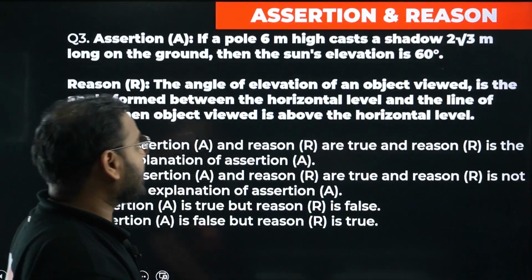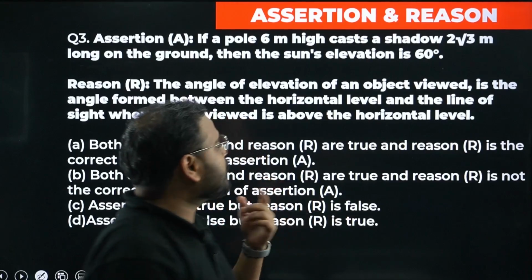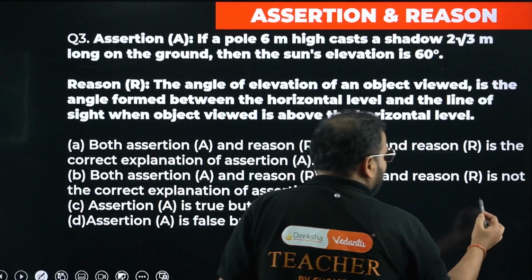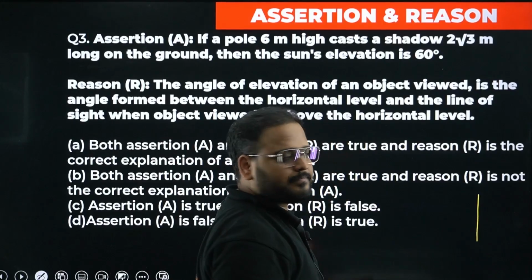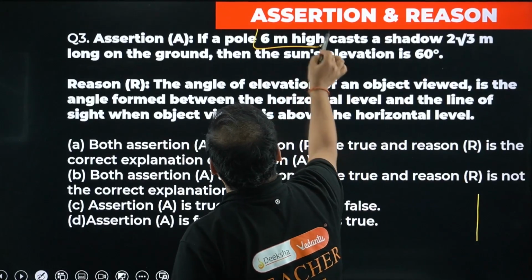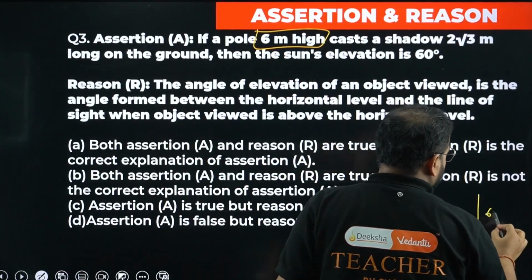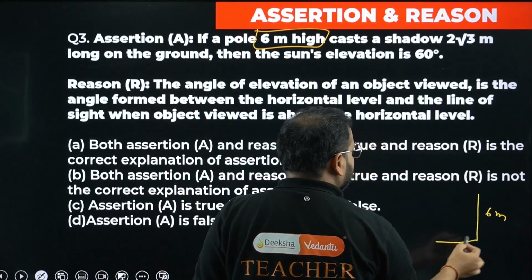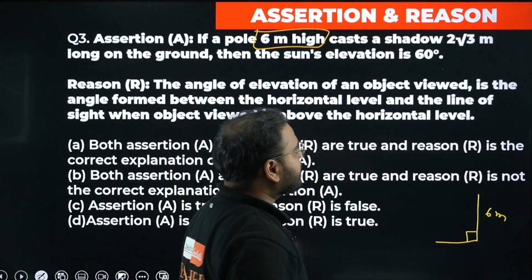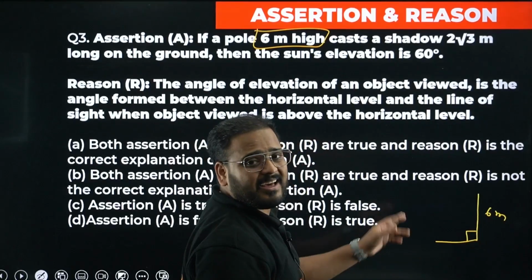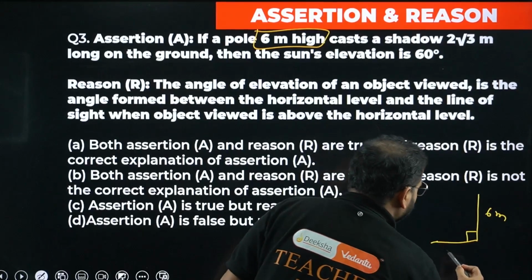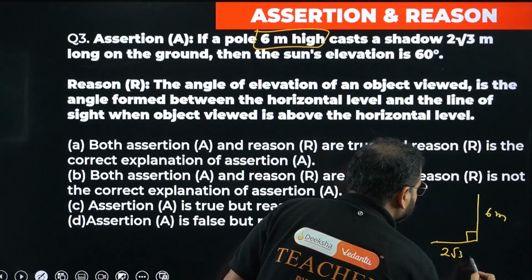Assertion and reason, question number 3. If a pole 6 meter high casts a shadow of 2√3 meter. High means the height of the pole, 6 meter. What is the angle between the pole and the ground? Always 90 degrees. The shadow is always on the ground. They have given the length of the shadow, 2√3 meter.